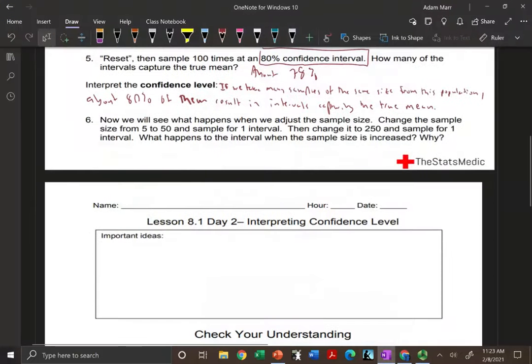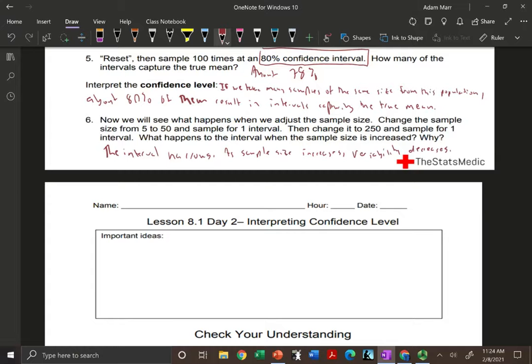All right, so that does it. So the interval narrows as sample size goes up, we expect less variability. So we're going to say the interval narrows as sample size increases. Remember that variability decreases. So that's the reason why, therefore giving you a smaller interval.